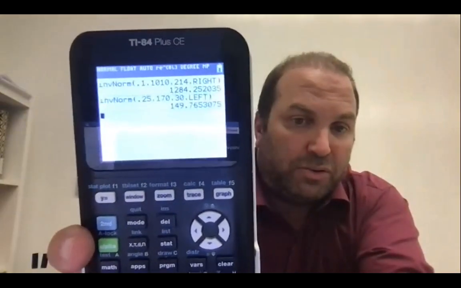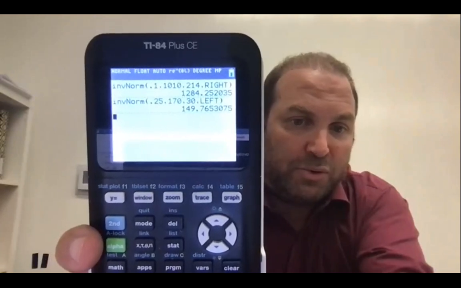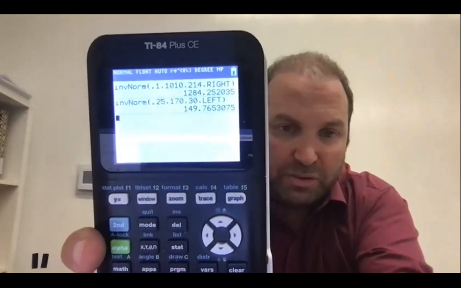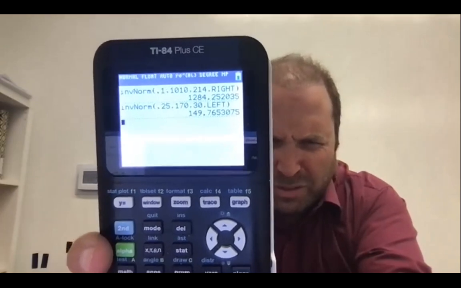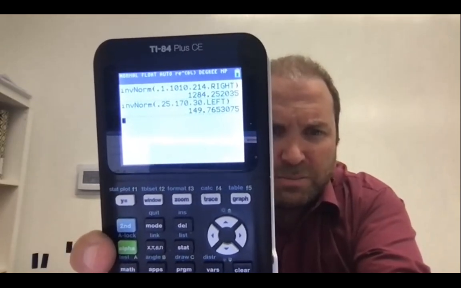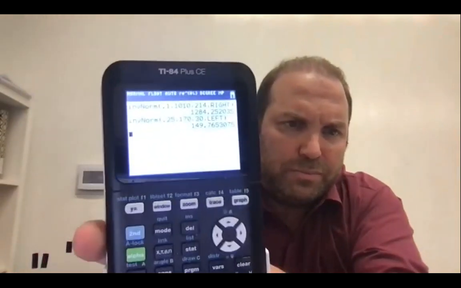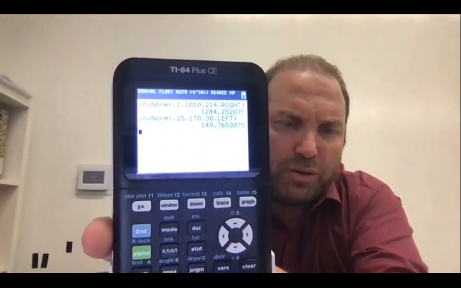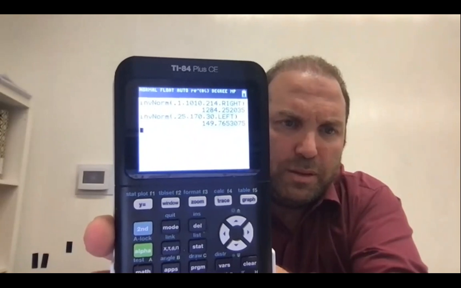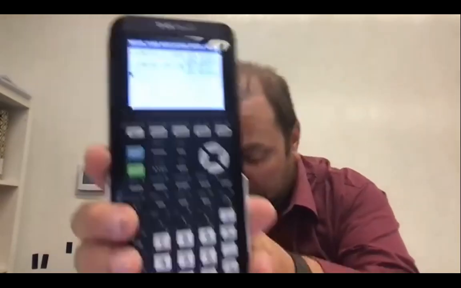Enter, enter, and I have that the first quartile is about, what is that, 149.7? 149.8. First quartile. Does that make sense? Yes. So using a calculator, 149.8.